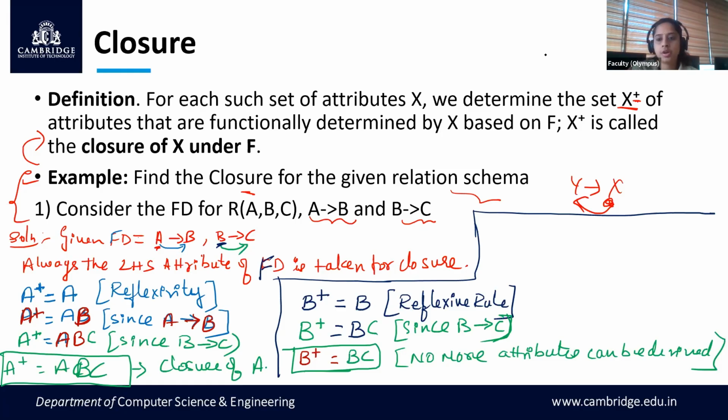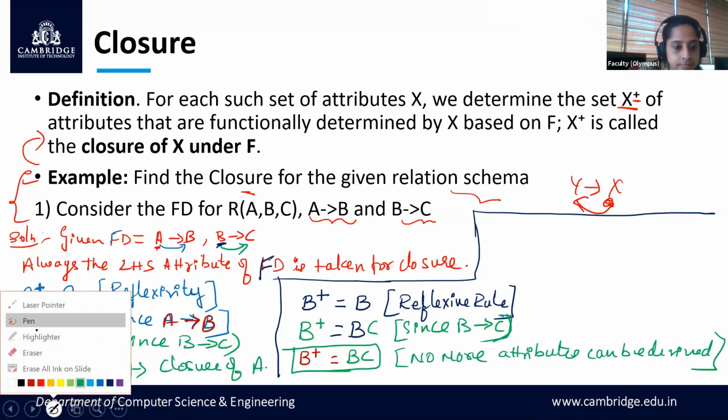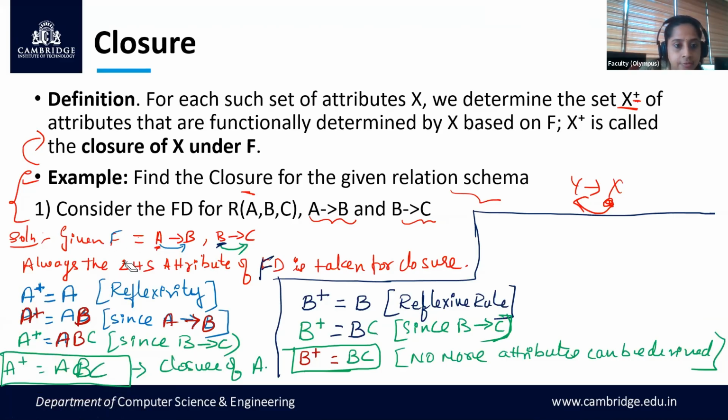Now, if you have understood, read the definition. For each such set of attributes X, we determine the set X plus, that's X closure, of attributes that are functionally determined by X based on F. What is my F here? Given FDs. That is my F. I can write F here.